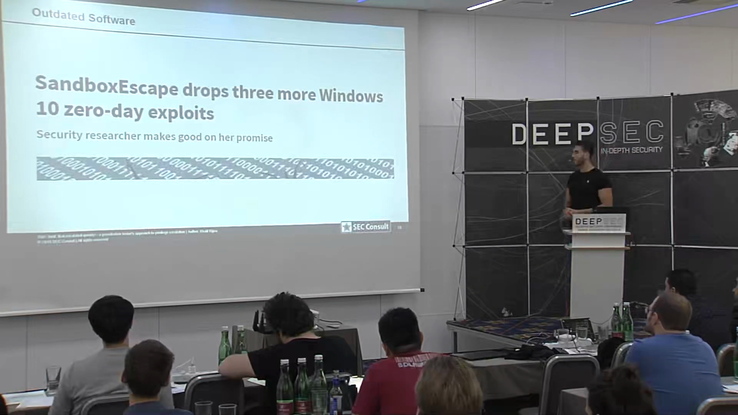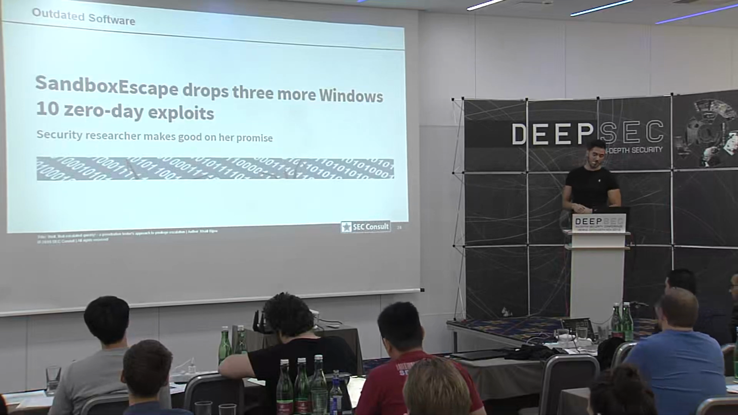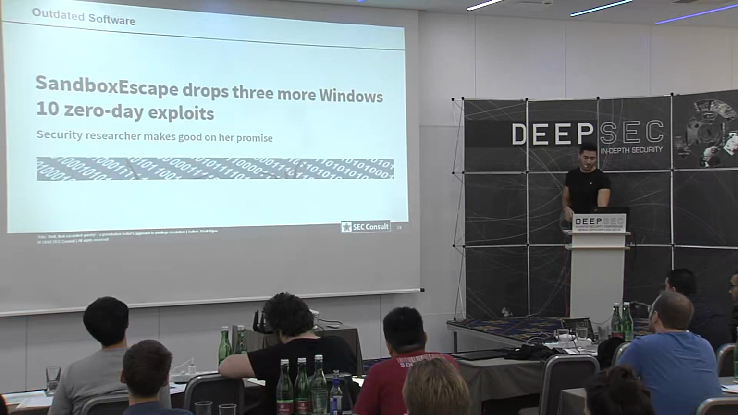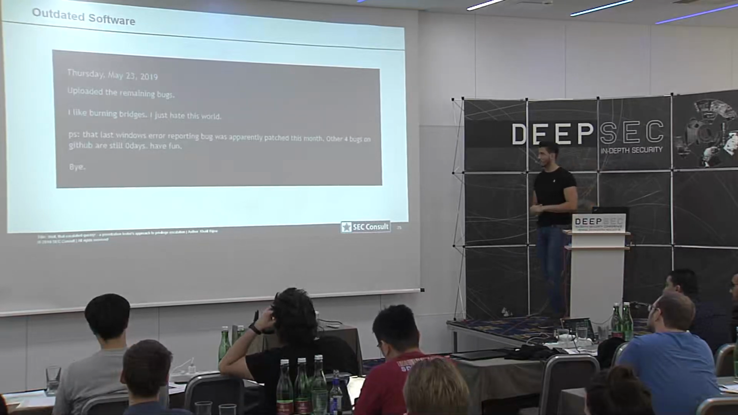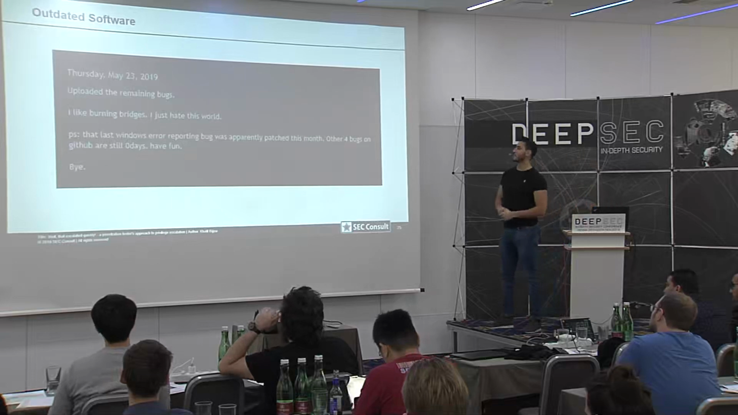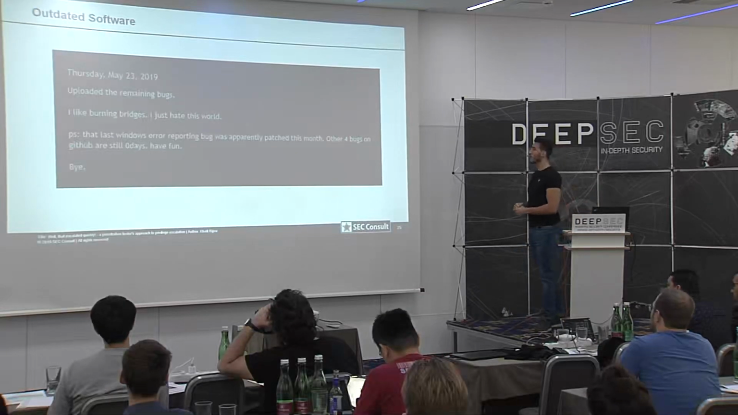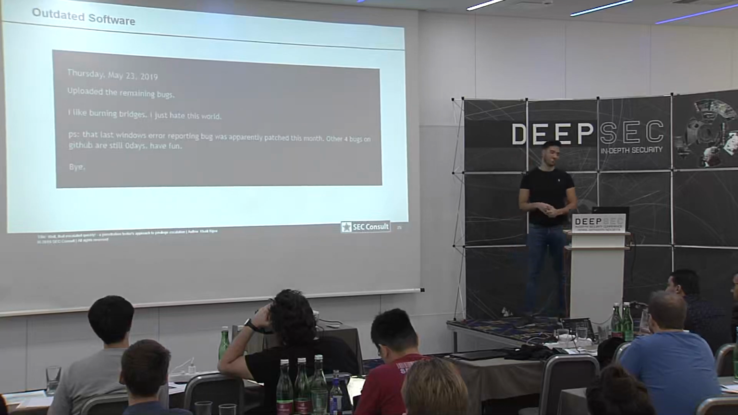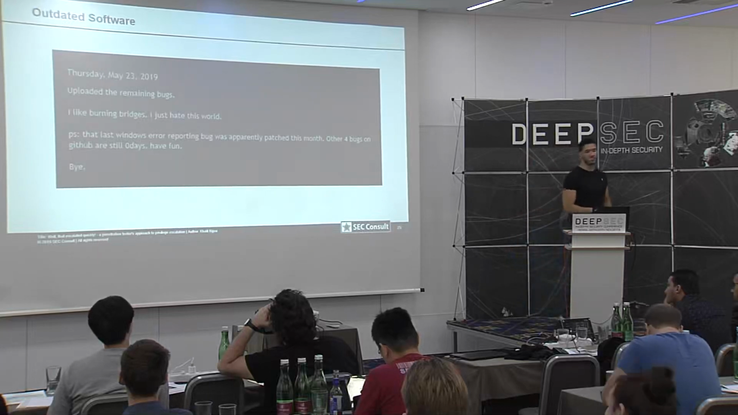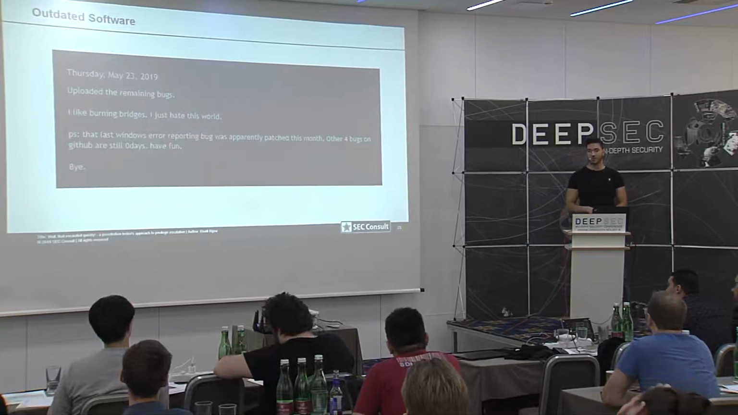Again in May, Sandbox Escaper drops 3 more Windows zero-day exploits. Just some months ago. And this was again his message. I like burning bridges, I just hate this world. That last Windows error reporting bug was apparently patched this month. Other 4 bugs on GitHub are still 0 days. Have fun. And this happens again and again. So if you don't find any way to escalate your privileges, just wait a little bit.